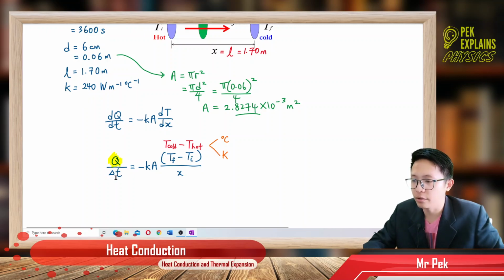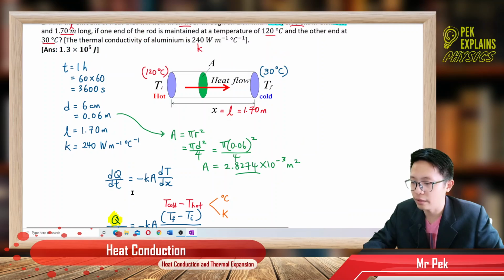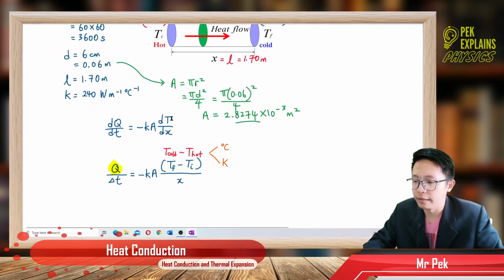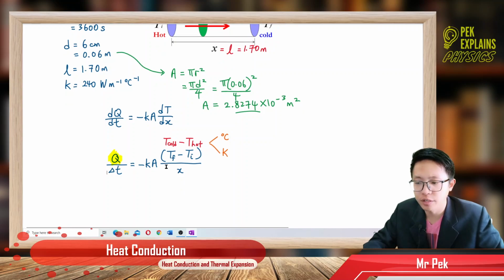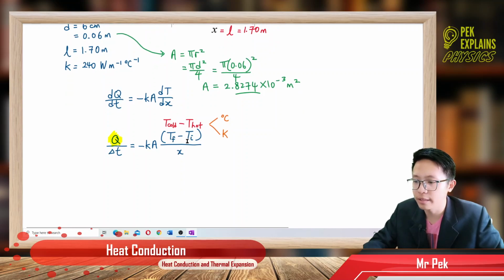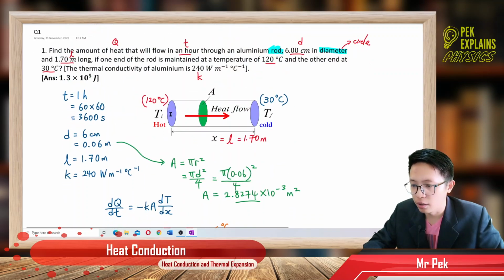The time taken is already given, 1 hour. And then the change of temperature is final temperature minus initial temperature. Change of temperature is always final minus initial temperature. Because heat always flows from hot to cold. Heat always flows beginning with the hot.